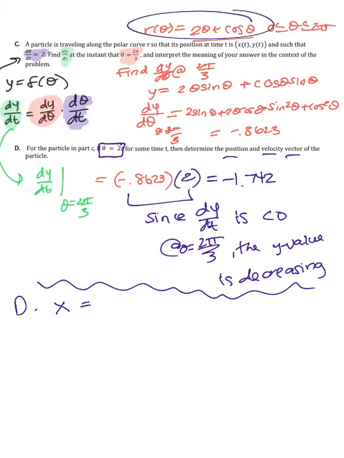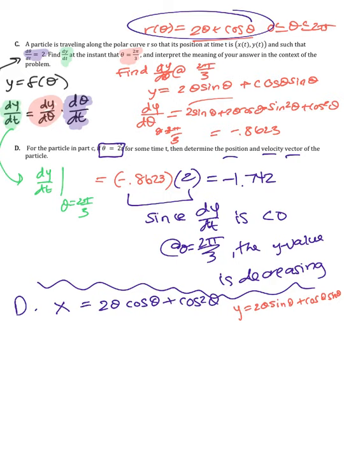Again, using this r value, x is going to equal r times cosine of theta, so 2 theta cosine theta plus cosine squared theta. Y, which we already found up here, is 2 theta sine theta plus cosine theta sine theta.